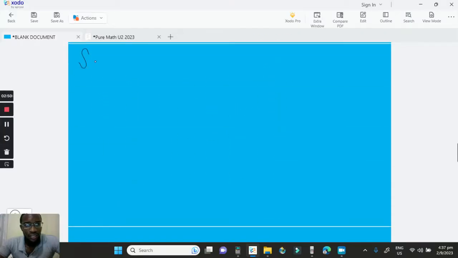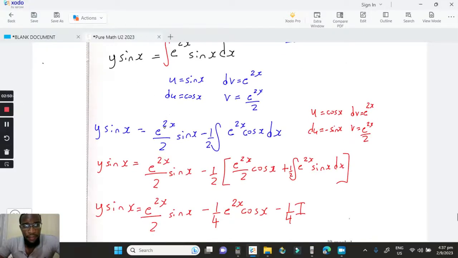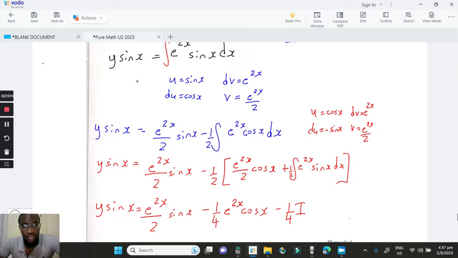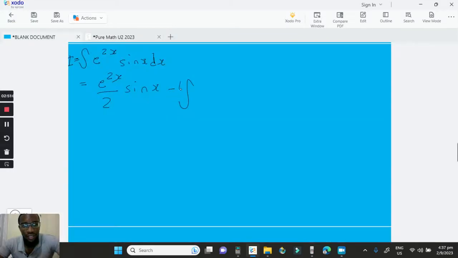We started by saying integral of e^(2x) sin x dx. What I had worked out, I call it I first. We actually showed that this was equal to e^(2x) over 2 sin x, then I think it was minus half e^(2x) cos x.